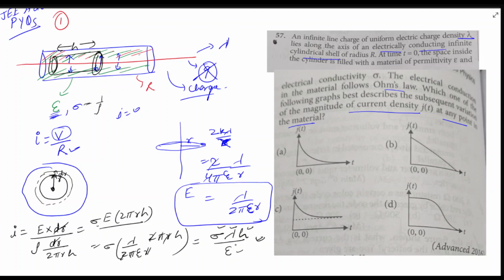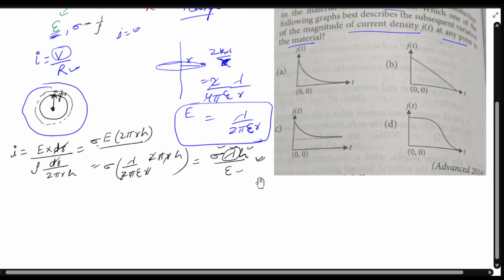But no, it is not. Why? This lambda will change, right? Lambda is what? Charge density. So as charge starts to move in the outward direction, this lambda will decrease. So this lambda will change as time passes. So we need to find this lambda.